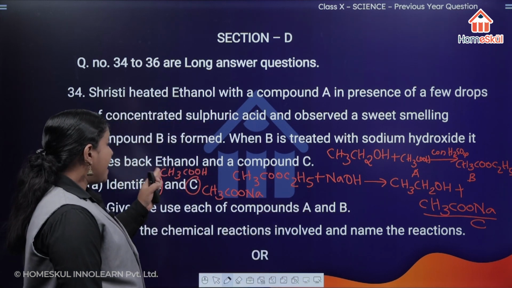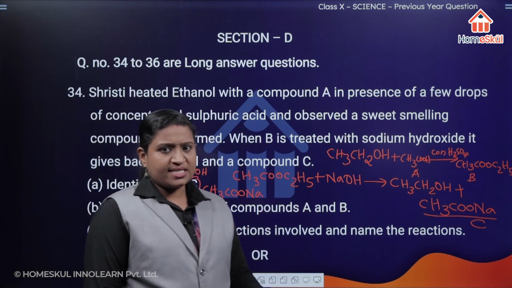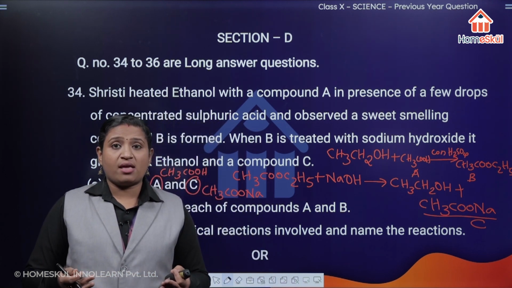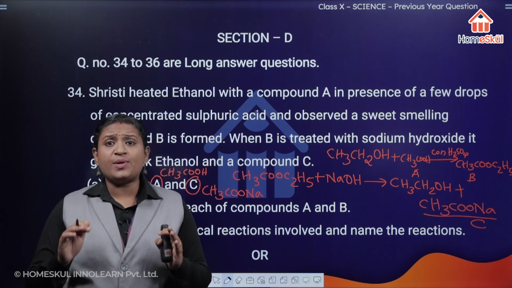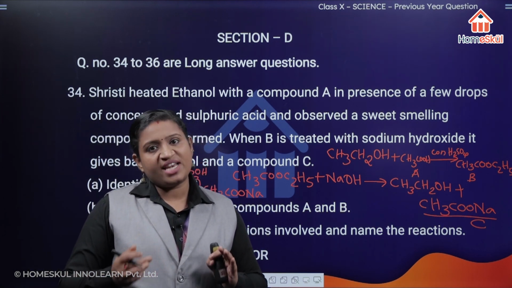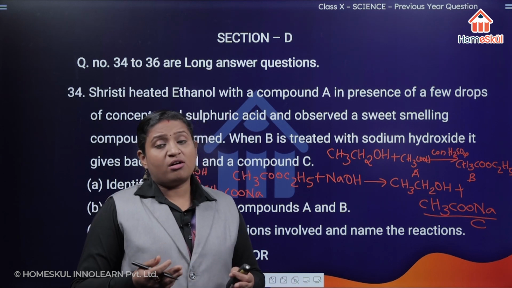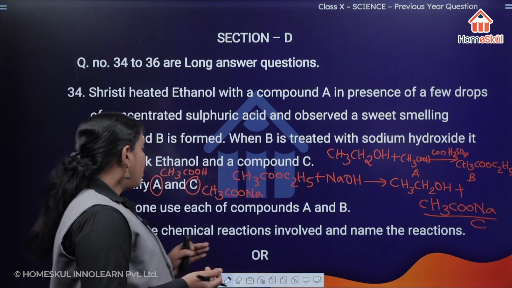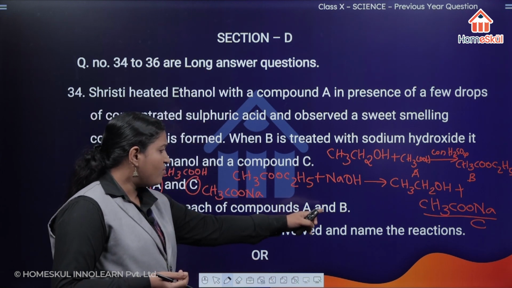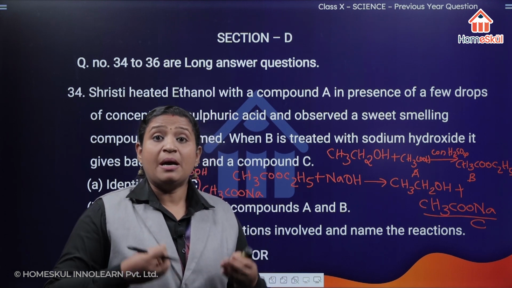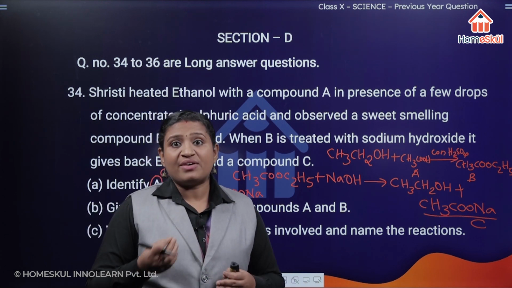Give one use each of compounds A and B. What is A? A is acetic or ethanoic acid. What is its common use? It is mainly used in cooking. We know the diluted solution of acetic or ethanoic acid is used as vinegar for cooking, or in pickles as a preservative, isn't it? Now, coming to the second one, compound B. It is mainly used in the preparation of perfumes as a flavoring agent.